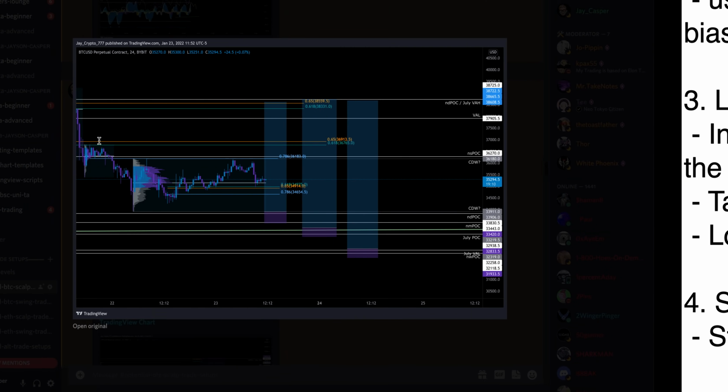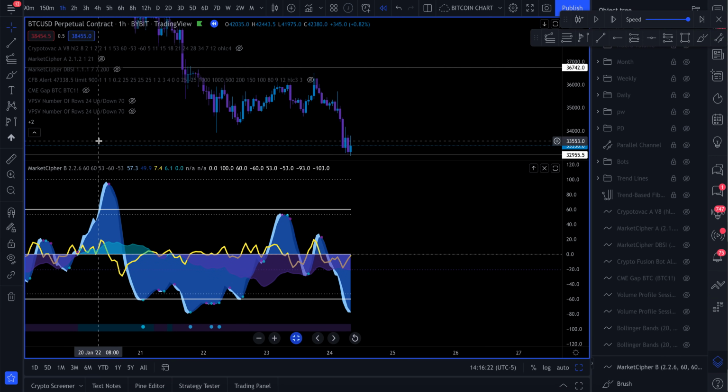Now, a lot of people flop and grope because they don't understand how to look at Market Cipher across multiple time frames. The strategy I'm showing you now is how to trade in a sideways market. This is not swing trading.